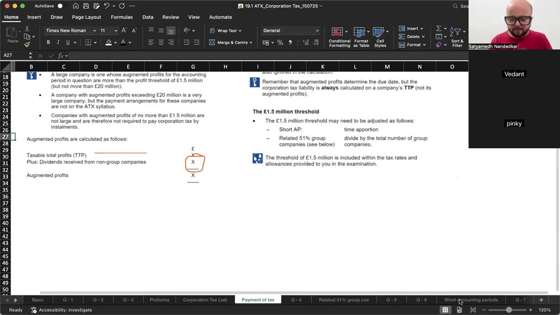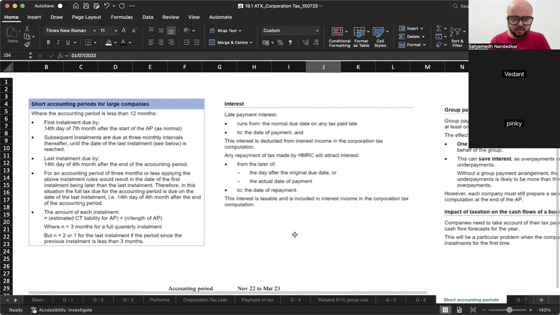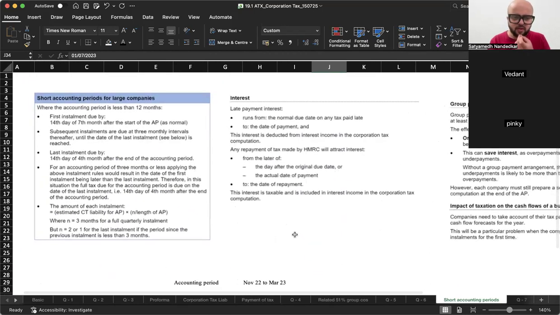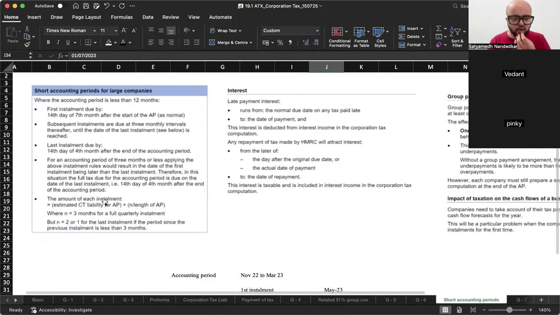ठीक है, short accounting periods, we are talking about payment in installment, first installment due by 14th day of 7th month after the start of AP, and then 7, 10, 13, 16 ऐसे जाता है। If it is a short accounting period, then for an accounting period of 3 months or less, applying the above installment rules would result in date of the first payment being later than the last payment. Therefore, in this situation, full tax due for the accounting period is due on the date of last installment.